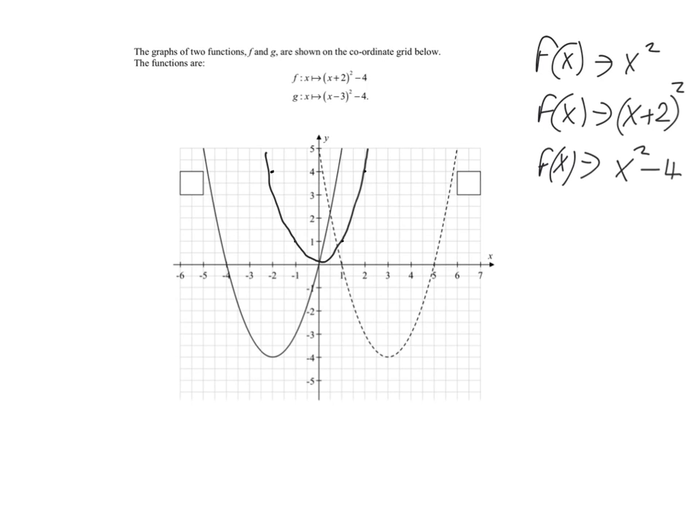Okay, this is our last question in this video. This has to do with transformations in functions, and the question here is to match up these two functions with these two graphs. And I'm going to show you a quick way of figuring out how to do that. But first of all, I'm going to explain a little bit about transformations.